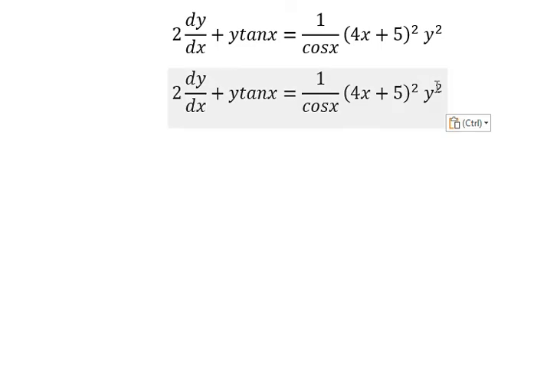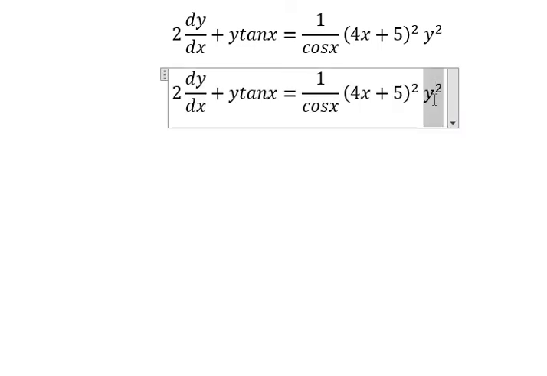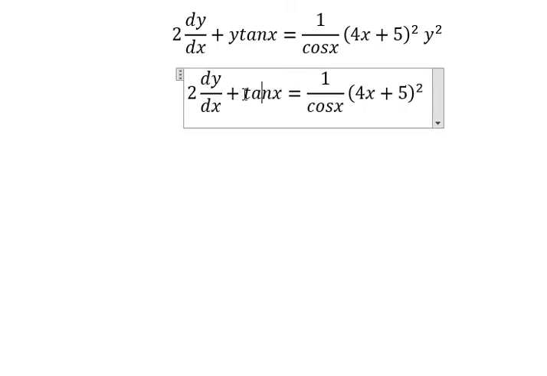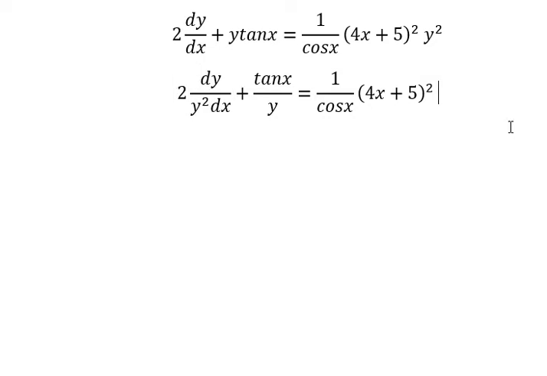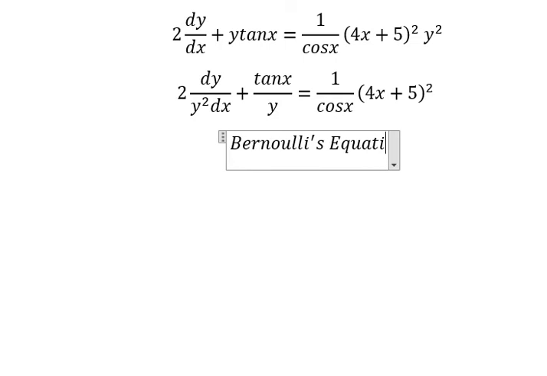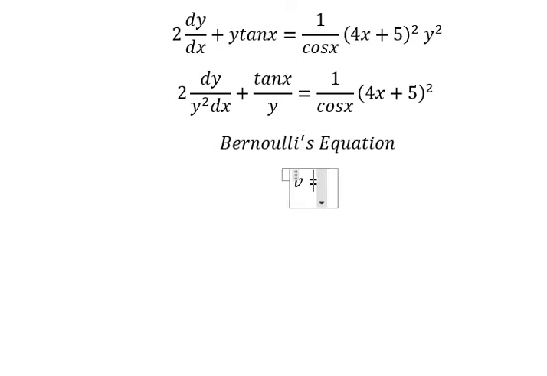We divide both sides by y squared in here. So we have 1 over y and dy over y squared dx. This is about Bernoulli's equation. So I will put v equal to 1 over y.